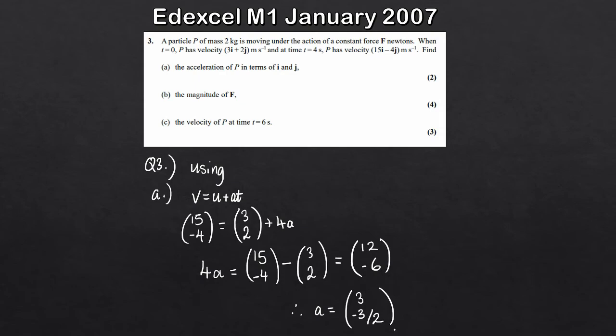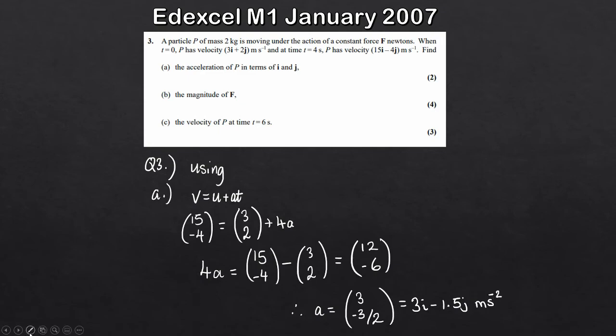Now just be very, very careful. This is technically incorrect because the actual answer is wanted in terms of i and j. So in that case, I need to write my answer in terms of i and j. So that's going to be 3i minus 1.5j. And because this is acceleration, again, don't forget your units at the very end. So that's part A done.